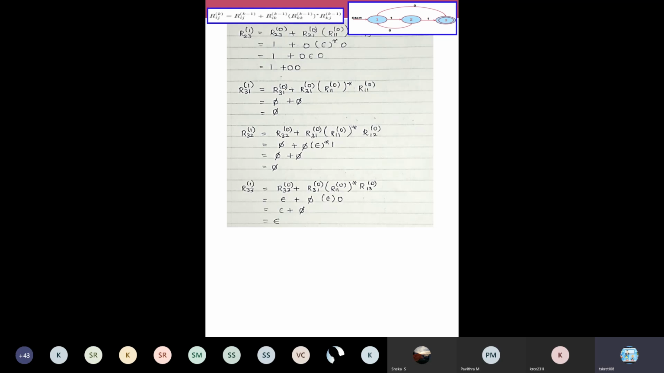Okay, but in level 2, in the question they have asked only one expression. So it is enough if you are finding that one expression alone in level 2. You need not find out all the 9 terms in level 2. Okay, so what is asked in your question? It is R23 of 2. R23 of 2 alone we can find out. We need not find out all 9 values in level 2. In level 2 it is enough if you are finding this one term, R23 of 2.